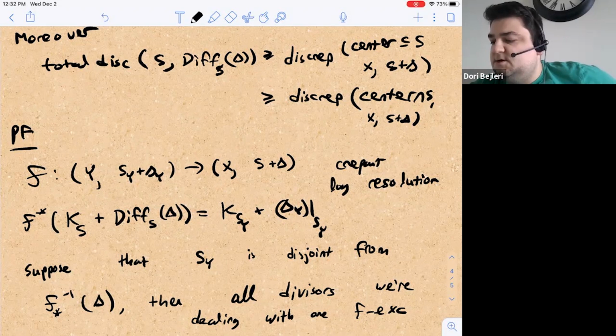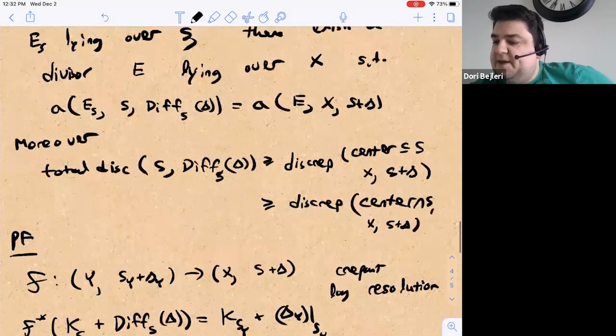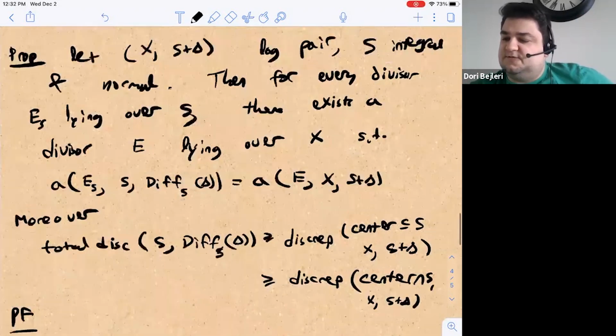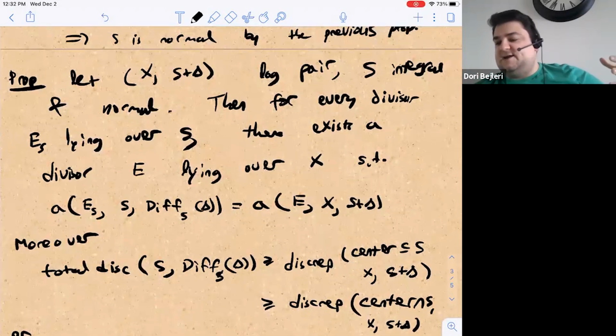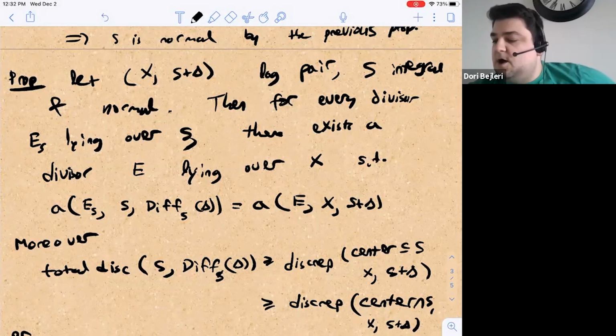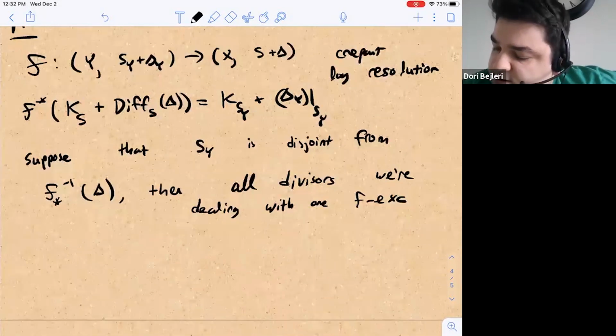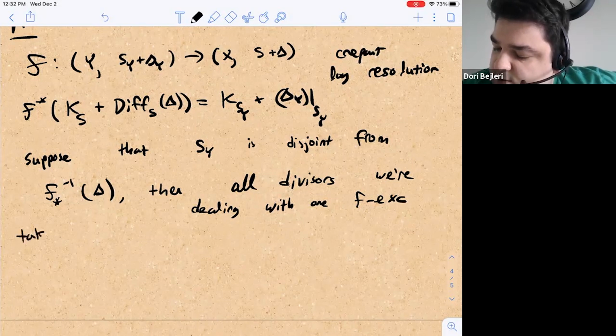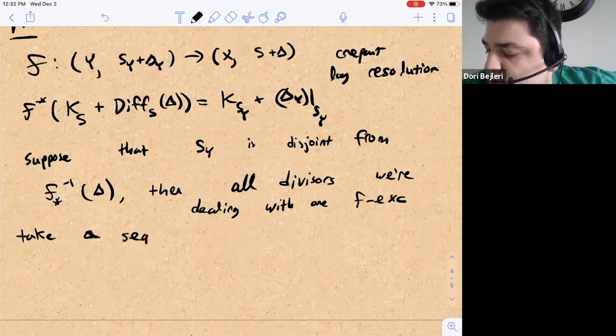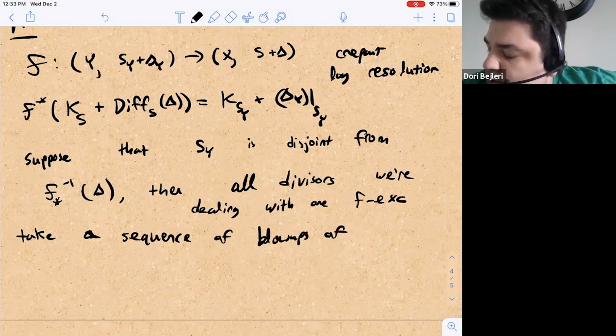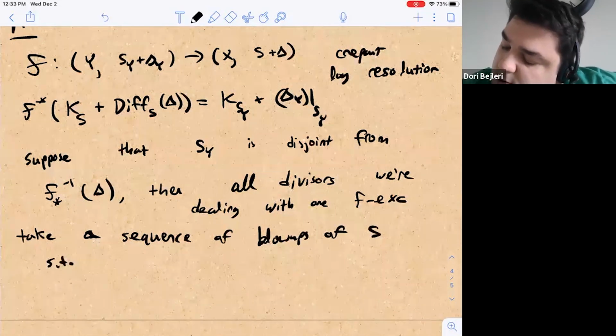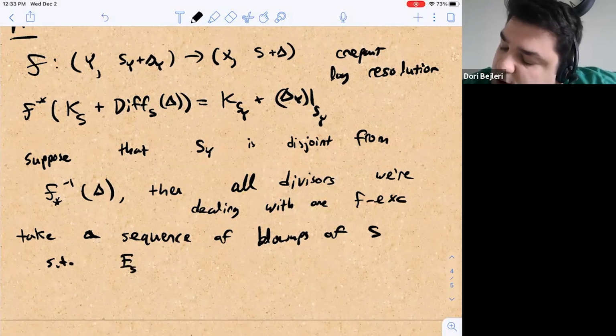Okay, and now we want to do some further blowups to make sure that we see any divisor E_S. So the first part was that for any divisor E_S on S, we can actually compute the discrepancy, like there exists a divisor on X with the same discrepancy. And basically how we do that is, there was this lemma previously that said we can take a sequence of blowups of S such that E_S appears on one of these blowups as a divisor.